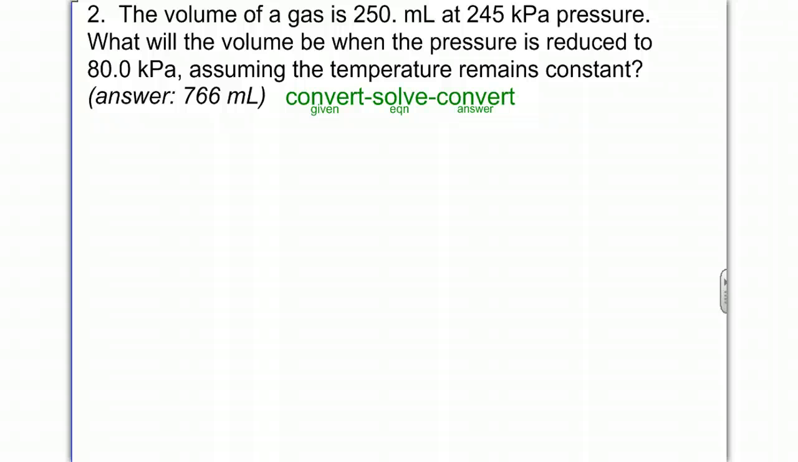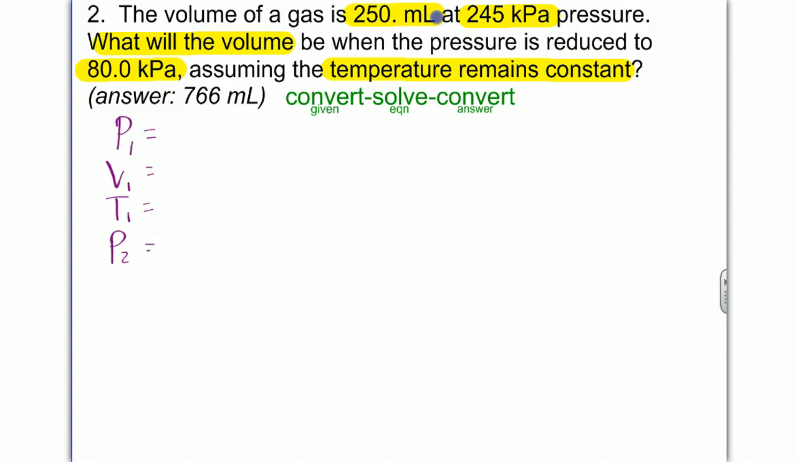Number 2, the volume of a gas is 250 milliliters and a pressure of 245 kilopascals. What will be the new volume if the pressure is reduced to 80 kilopascals and temperature is constant? So this means we will not need temperature. So first we'll identify our variables. P1 equals, V1 equals, T1 equals, P2 equals, V2 equals, and T2 equals. And I'll go back now and remove temperature. Since temperature is constant, we won't need it.